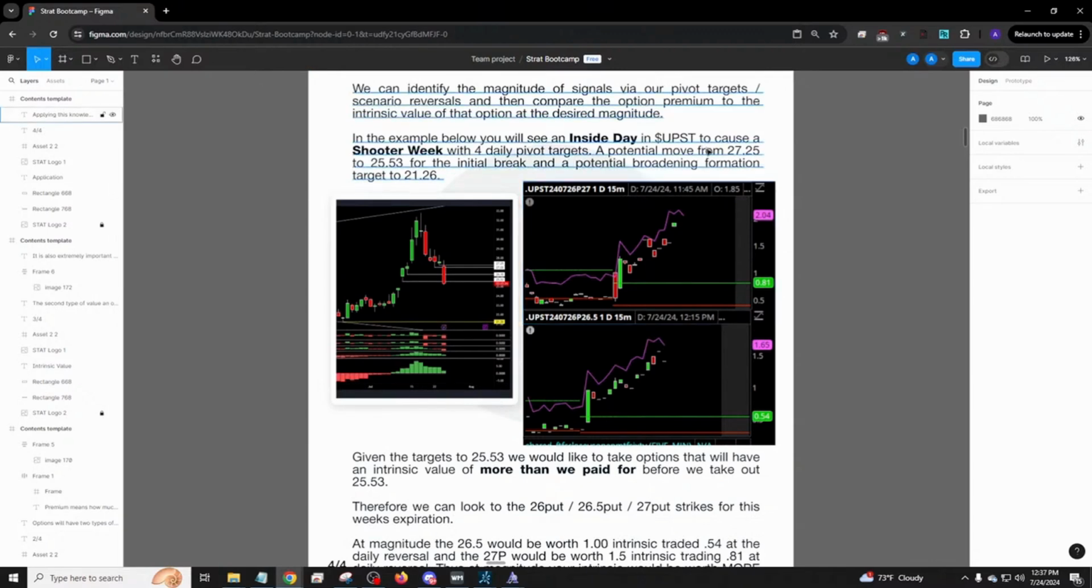This is one we were looking at today from the chat that was mentioned. I don't know what contract I traded, but I'll pull it up after this. So you're going to see we have an inside day on Upstart, and this would cause the shooter weak, which I don't have displayed here, but it causes a shooter weak with a magnitude way down there.